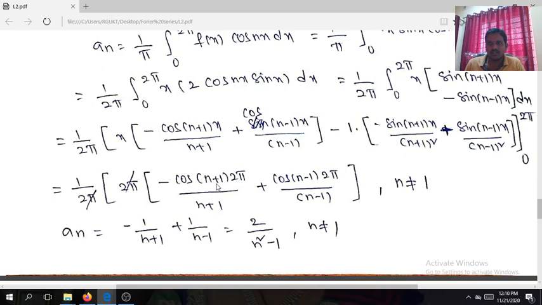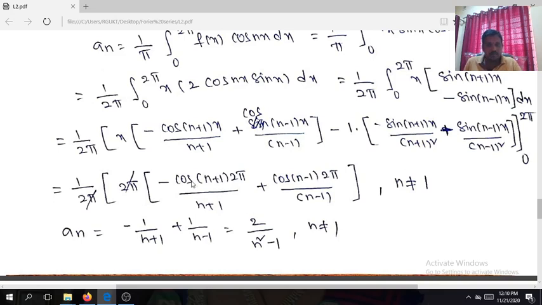Even into odd is even, so cos of n pi is 1. Here n minus 1 is odd, and odd multiplied by even is even. So we get cos of n minus 1 into 2 pi, that is 2 into n minus 1 into pi, which is even. So this is 1.